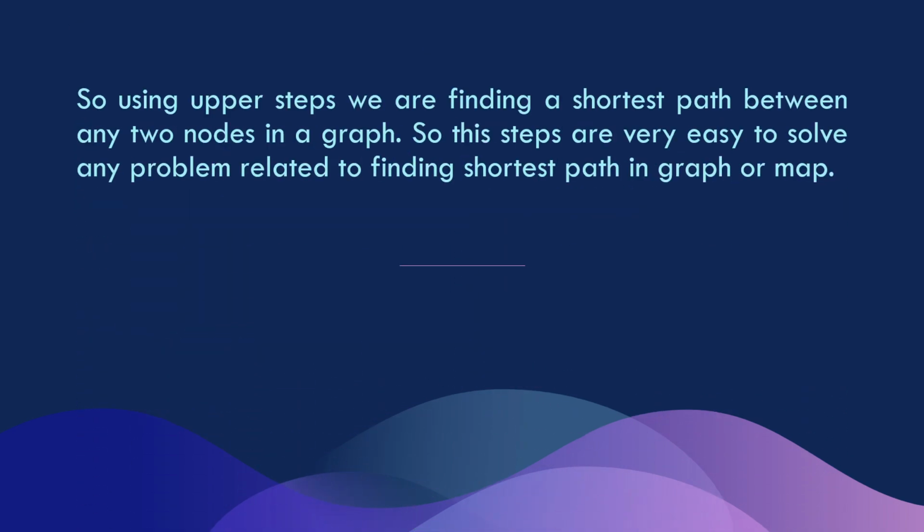So using our steps, we can find the shortest path between any two nodes in a graph. These steps are very easy for solving any problem related to finding the shortest path in a graph or map. In this section, we saw the steps included in Dijkstra's algorithm and a small related example to understand how to implement the steps in a problem. Here we only cover a small example, but if you are curious to solve other big and unique problems, which are basically solved by these simple steps, then see our next video.